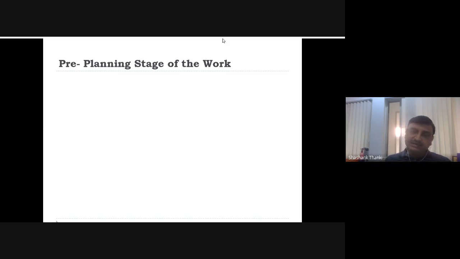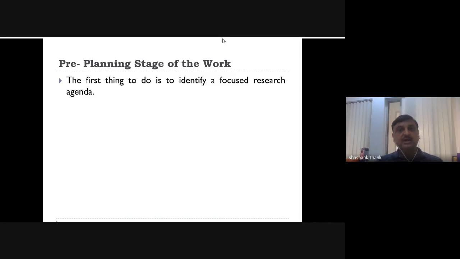Pre-planning stage, yes, it is very important for any publication. When we are starting developing any research paper, the pre-planning stage of this work is very important. The first thing, you need to identify a focused research agenda. Now, how will you identify this exactly?